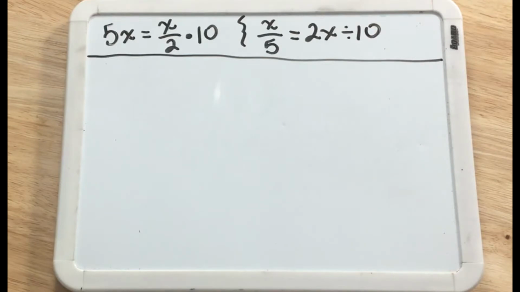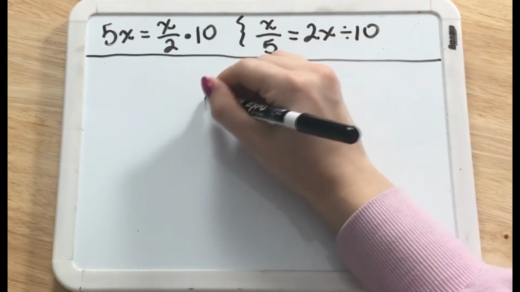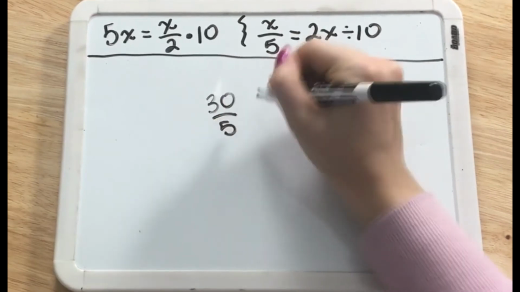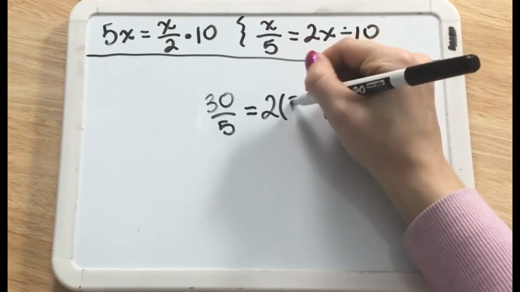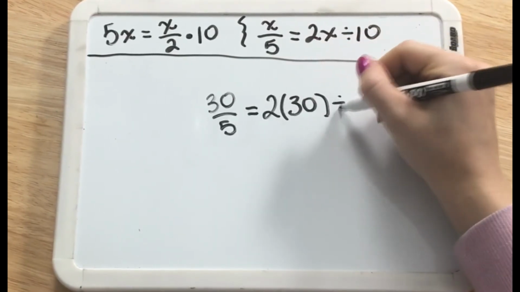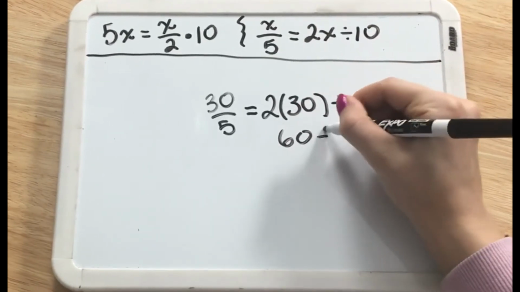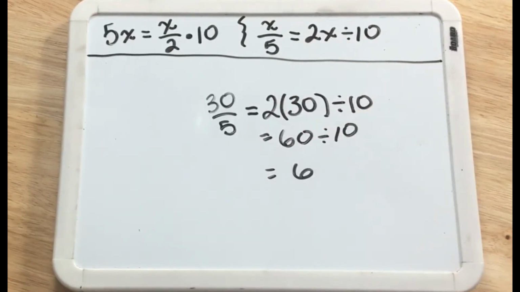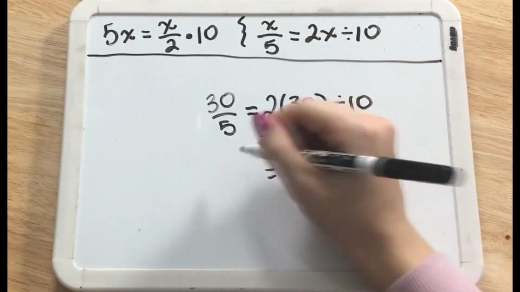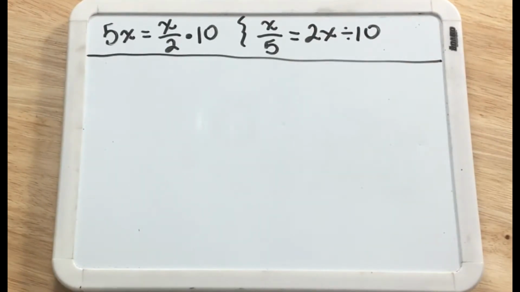So we are going to do an example for dividing by 5. Let's use 30. If we plug 30 in as our x, we got 30 divided by 5. Okay, we can't figure that out, so we're going to do 2 times 30, and that divided by 10. So 2 times 30 is 60, and 60 divided by 10 equals 6. And now we know 30 divided by 5 equals 6.